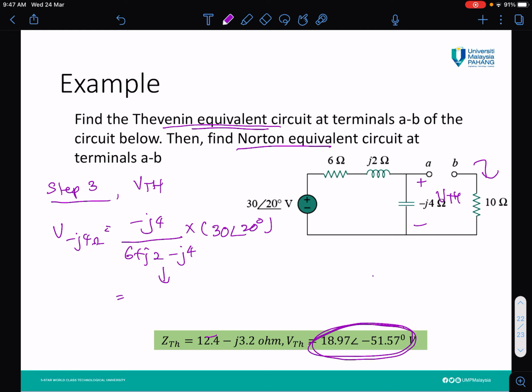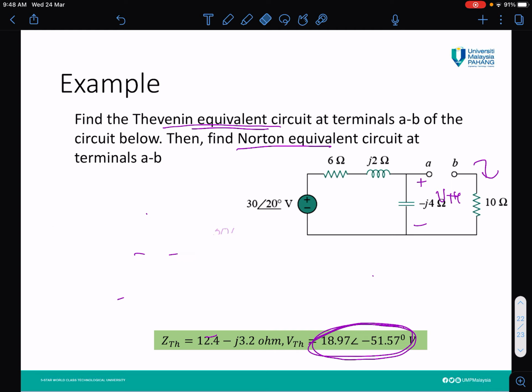So this is how we calculate VTH. How to find VTH actually depends on the circuit; for this circuit, yes, we use this rule. Now we are going to the final step, step 4: draw the Thevenin equivalent circuit.